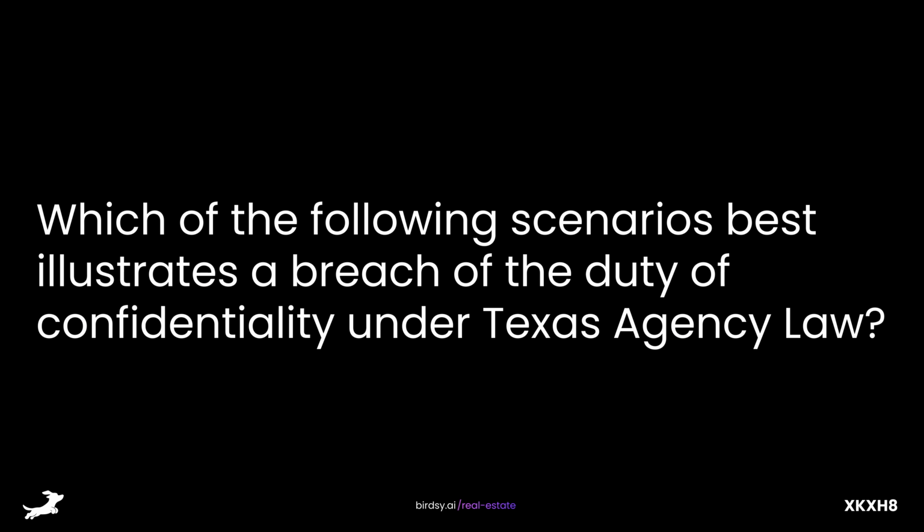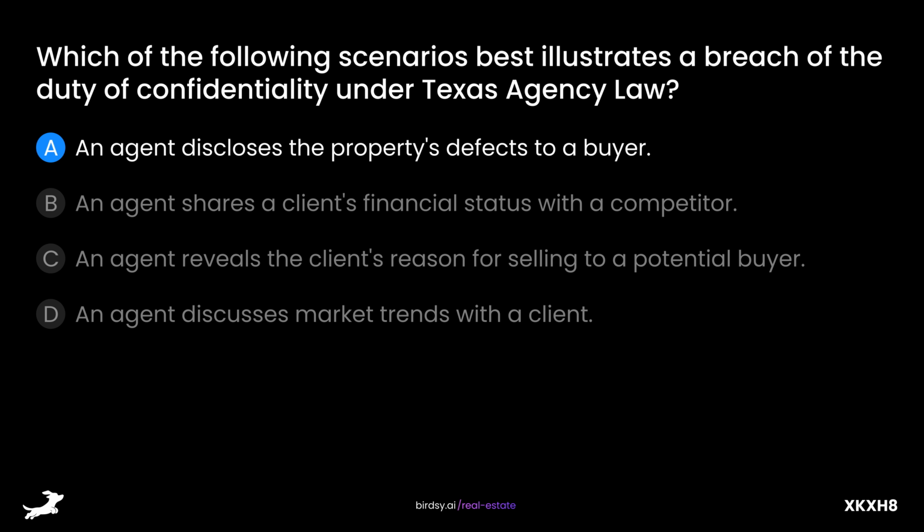Which of the following scenarios best illustrates a breach of the duty of confidentiality under Texas agency law? Is it A, an agent discloses the property's defects to a buyer? B, an agent shares a client's financial status with a competitor? C, an agent reveals the client's reason for selling to a potential buyer? Or D, an agent discusses market trends with a client?